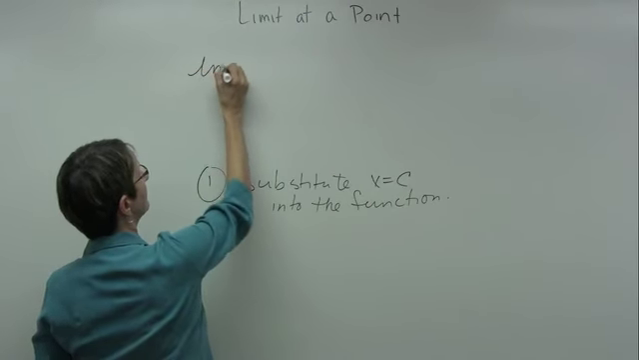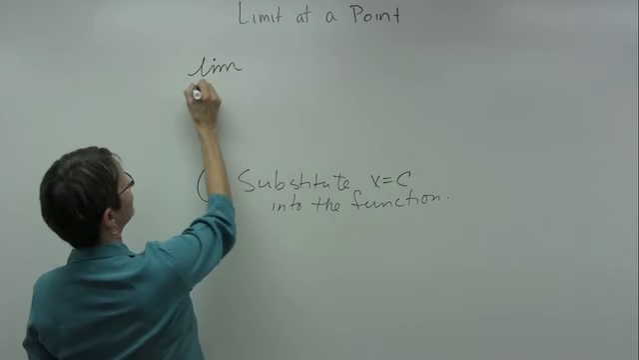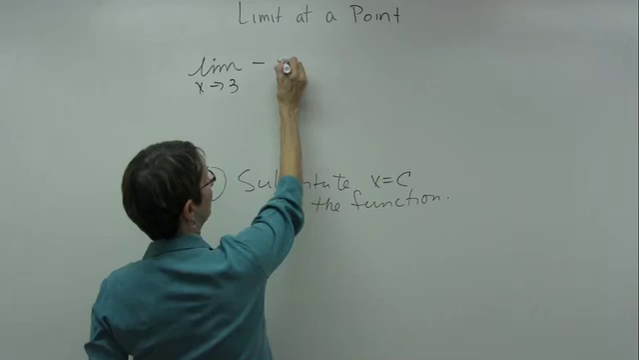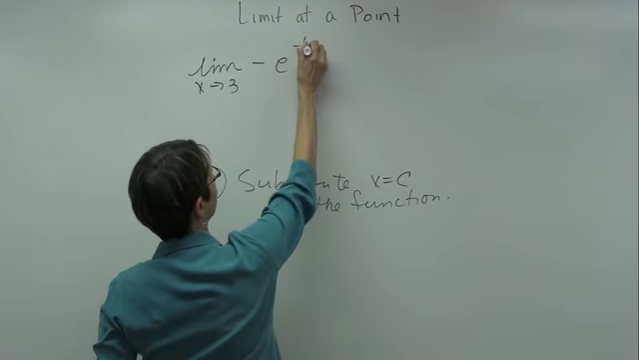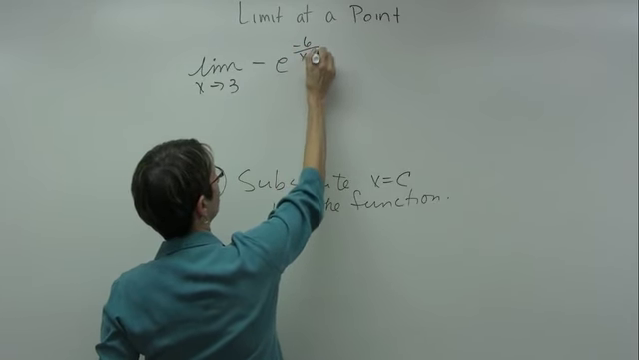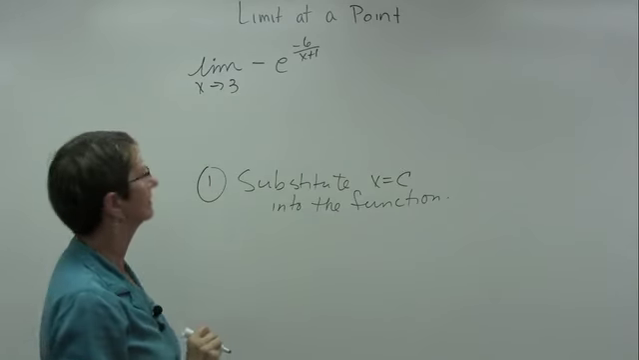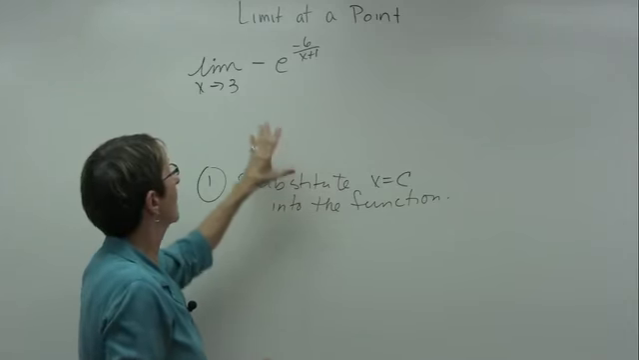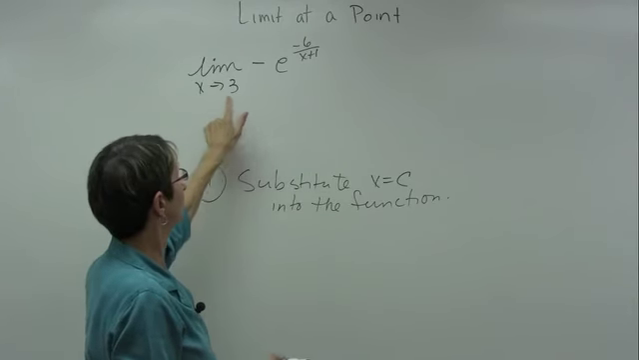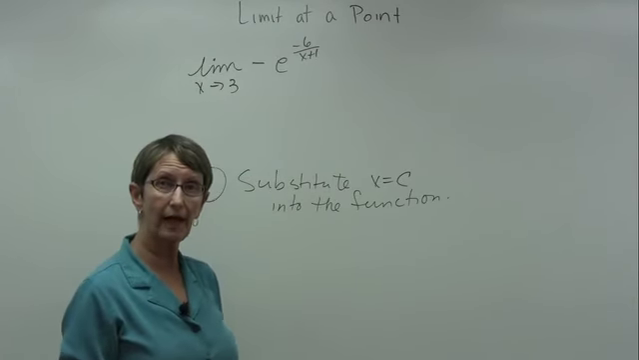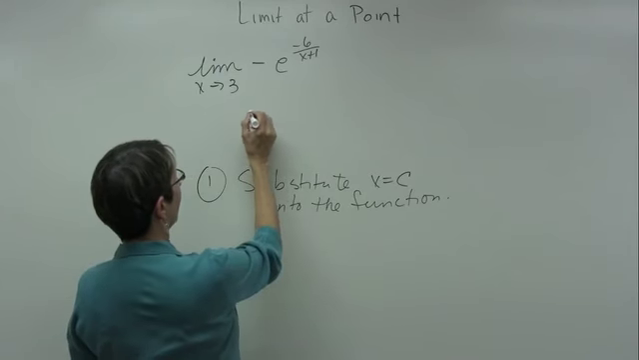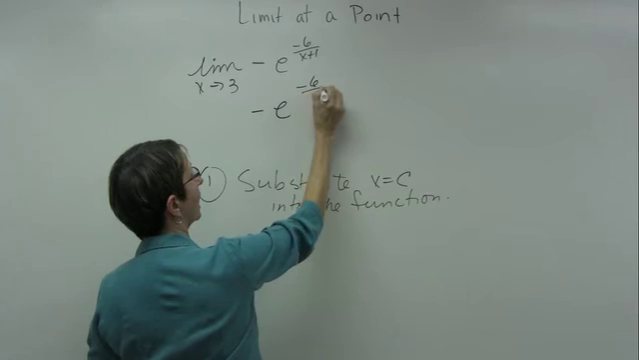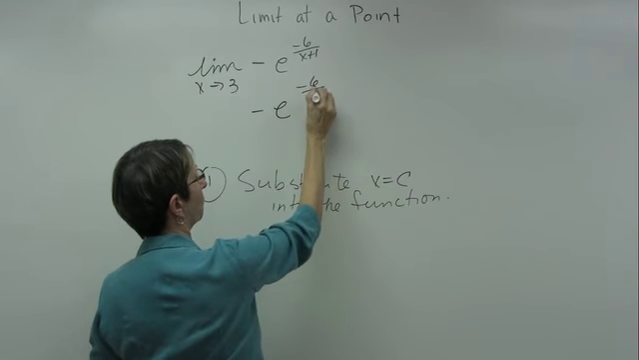The limit as x approaches 3 of negative e to the negative 6 over x plus 1. Okay, a little more complicated than a straight line function, but the first thing we're going to do is plug x equal to 3 in for x. So if we do that, I have negative e to the negative 6 over 3 plus 1 is 4.